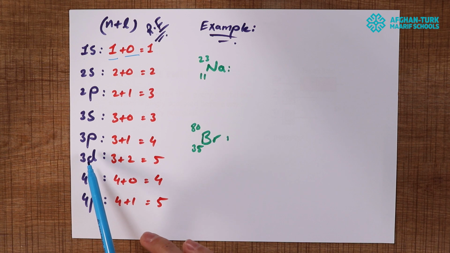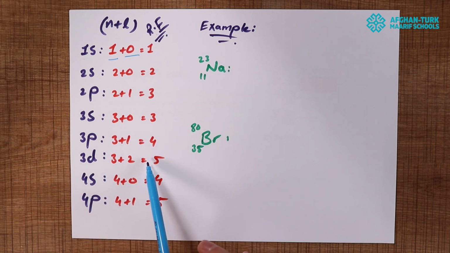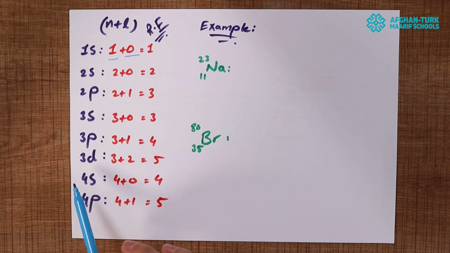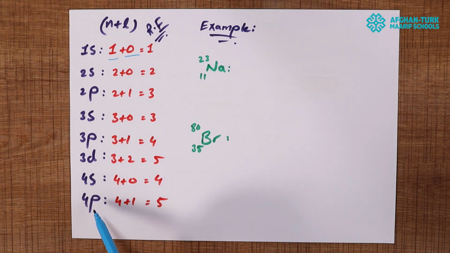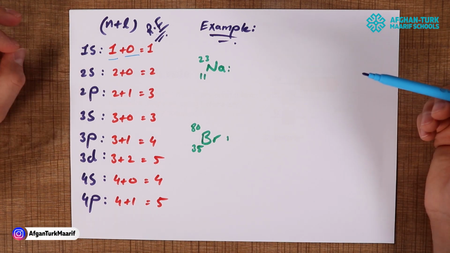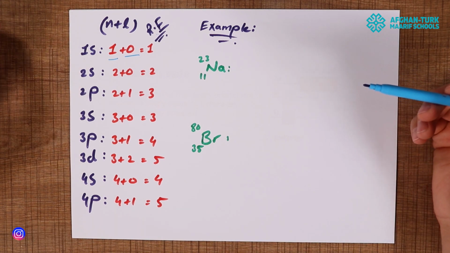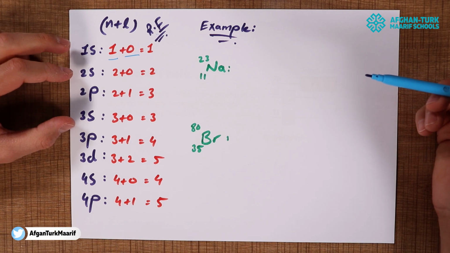For 3d, the value of d was 2, so 3 plus 2 is equal to 5. For 4s, 4 plus 0 is equal to 4. You remember the value of p is 1, so 4 plus 1 is 5. So there's a question: how can we fill the orbitals according to this n plus l rule?